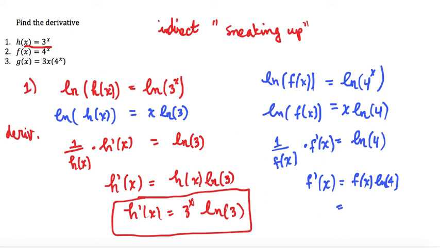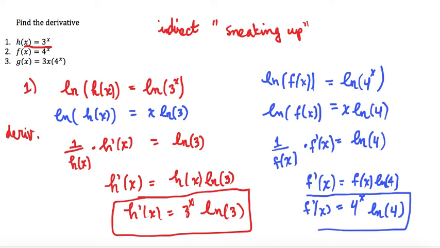But what was f to begin with? Well, f was just 4 to the x. So I get 4 to the x times the natural log of 4. So there you have it, two relatively quick examples of how we can use the natural log and its properties to find the derivative of some exponential functions.